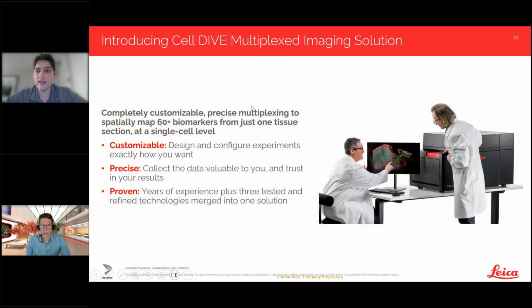So this is CellDive right here on the table with these two researchers. It is a completely customizable, precise multiplexing tool. It can spatially map 60 plus biomarkers from a single tissue section at a single cell level. It's customizable. You can configure the experiments exactly how you want. It's precise. You can collect all the data that's valuable to you and trust your results. And it's proven. It's a combination of years of experience and 3 tested and refined technologies that are merged into one solution.